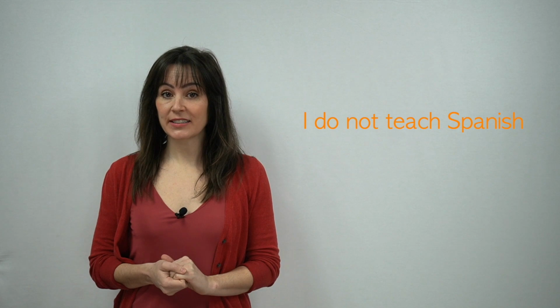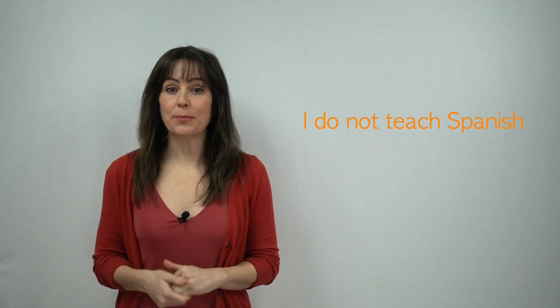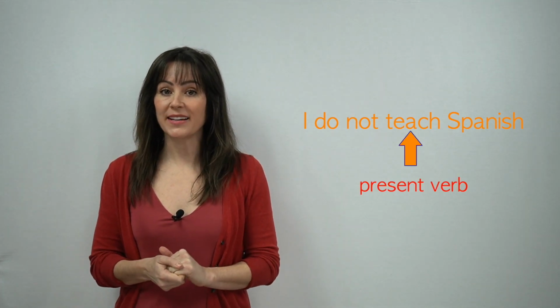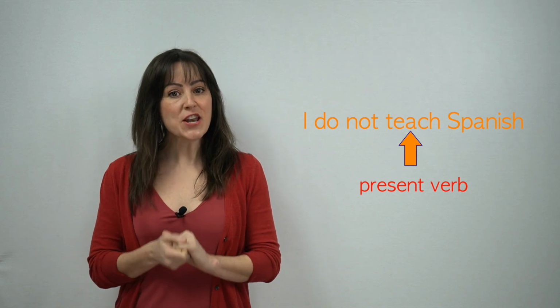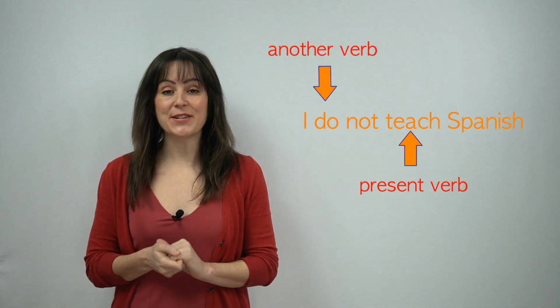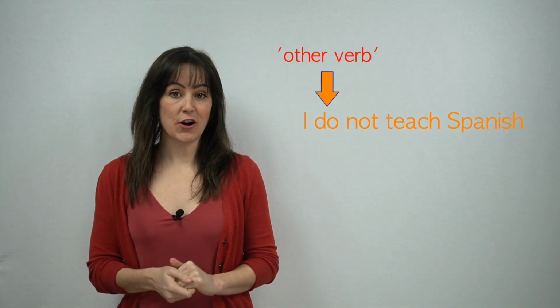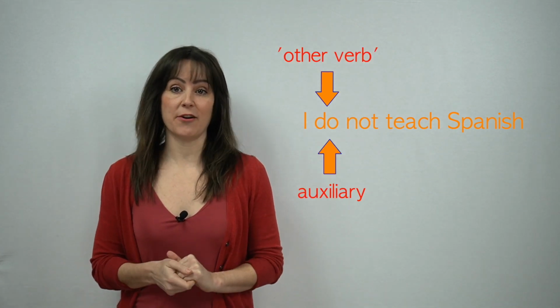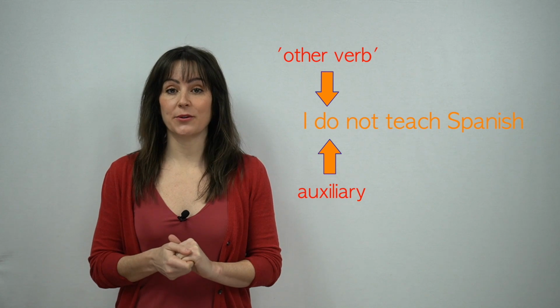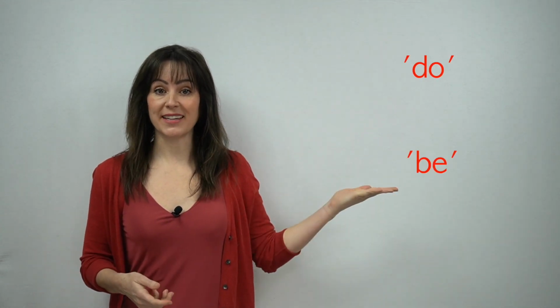This is different for a couple reasons. Have a look. I do not teach Spanish. You're correct in noticing that the present verb is the same, but yes, there's another verb plus not which forms the negative. This other verb is called an auxiliary. The common auxiliary verbs used in this tense are do and be.